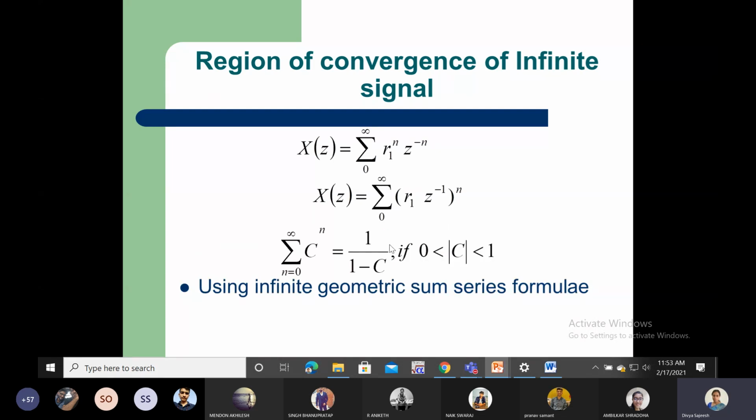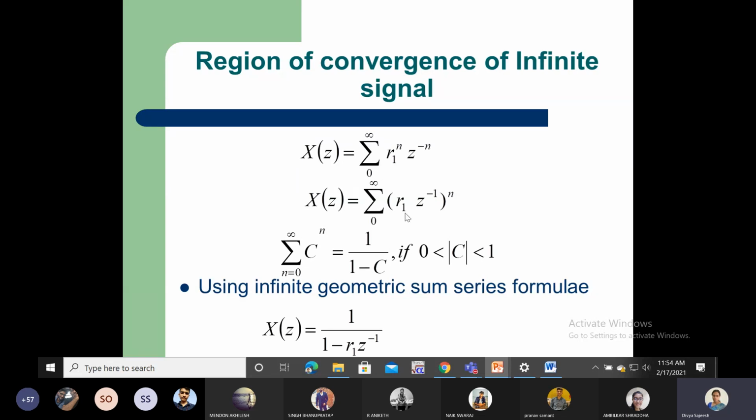the formula for this is, if the summation exists from n equal to 0 to infinity, and I have c raised to the power n, then I can expand this as 1 upon 1 minus c, okay, 1 upon 1 minus c, provided c should lie in the range 0 to 1. Okay, I can expand it with the help of this formula, provided c lies in the range 0 to 1.